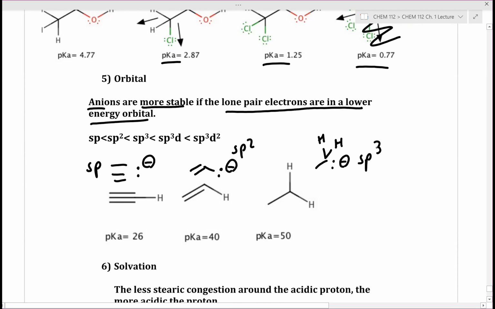And we see that reflected in the pKa. An alkyne is actually not too bad to deprotonate. A vinyl proton is relatively hard to deprotonate, and good luck deprotonating a normal alkyl group under normal conditions. It has a pKa of around 50. It's not acidic in any sense of the word.